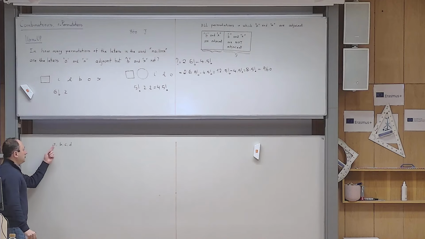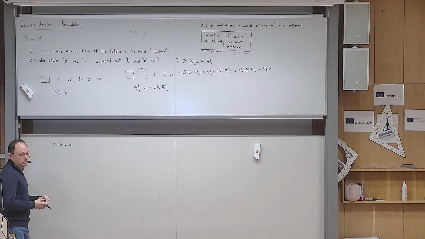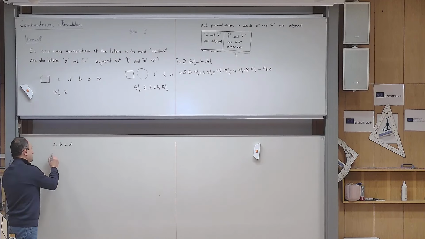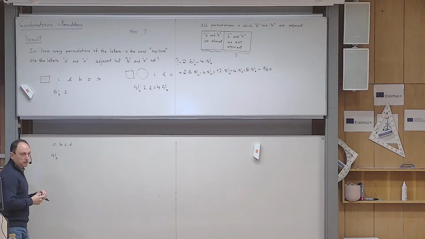Okay, and then I ask you how many permutations you can write using these letters. The answer is simple, so you can just write 4 factorial. Okay? But now let us say that I don't want to use all of them.